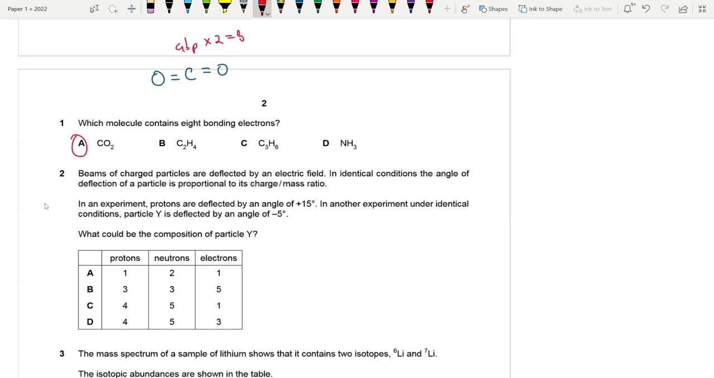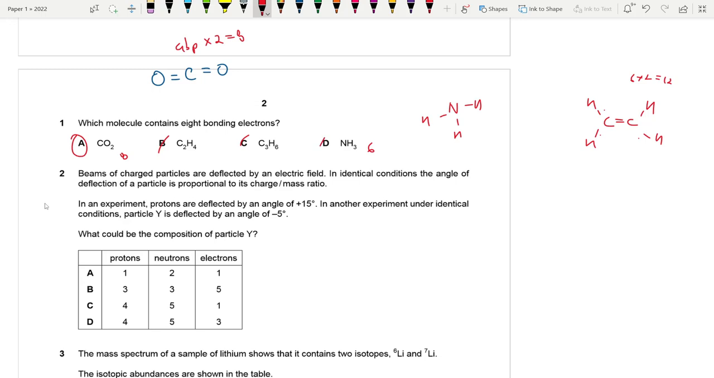That's it. Why are the other ones wrong though? Check this out. Ammonia. Ammonia has 6. Okay. What about C2H4? That's 1, 2, 3, 4, 5, 6. 6 into 2 is 12. That's a lot. Okay. You get these. These are wrong, right?